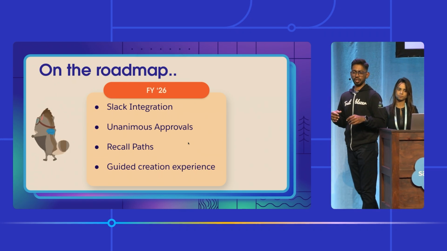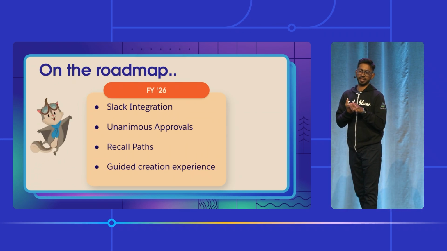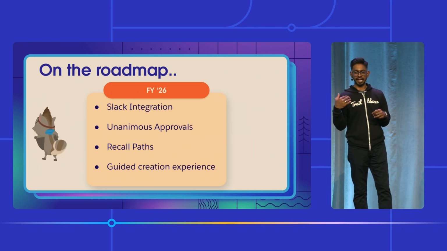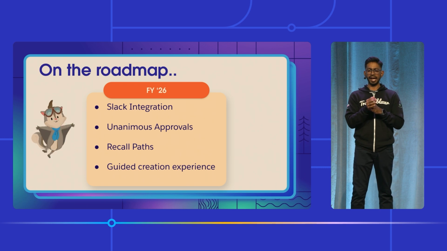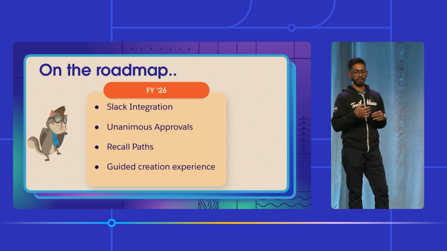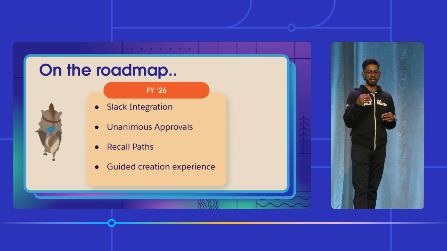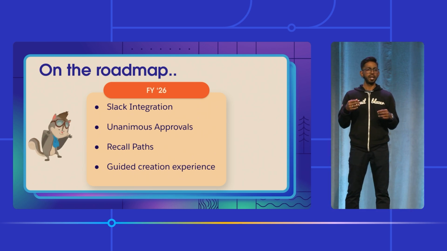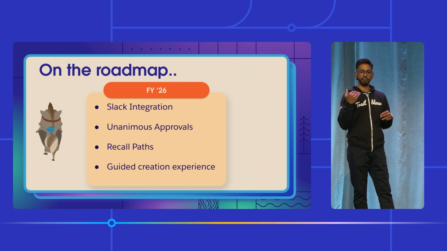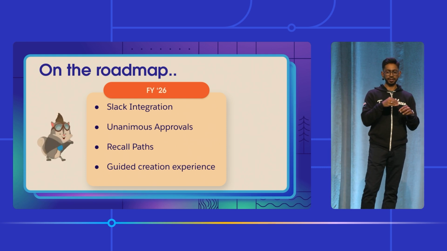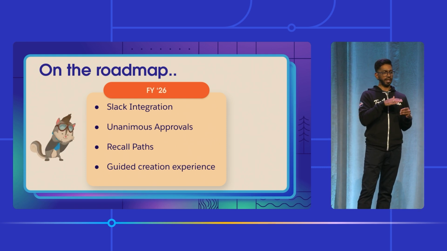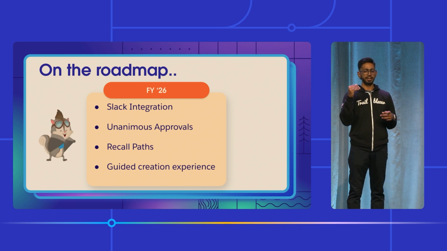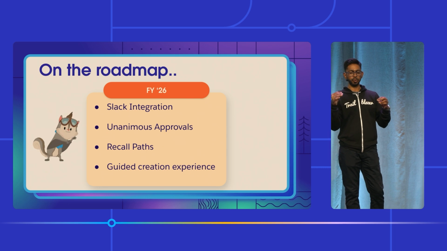I would also like to talk about what's on the roadmap for fiscal year 26. Slack integration is coming, where you would be able to directly send notifications to the approver and the submitter through Slack, and they would be able to easily action it without ever leaving Slack. Unanimous approvers is also coming, where all the approvers inside of a group or a queue will be required to approve. Without unanimous approval, the process will not go forward. It will wait for all members of that group to approve it.